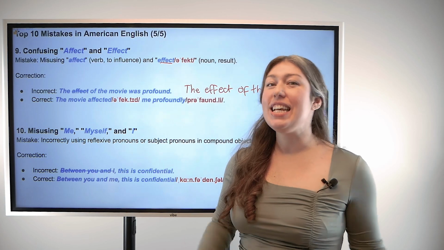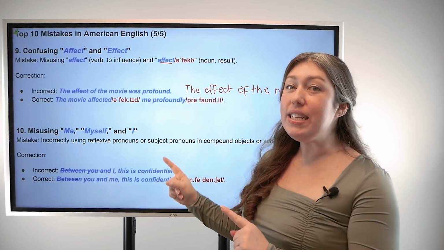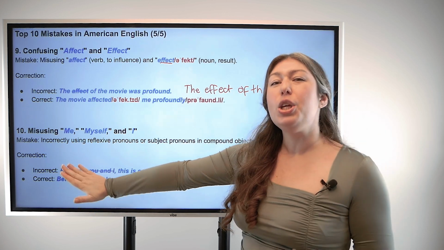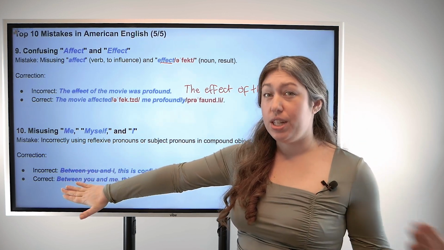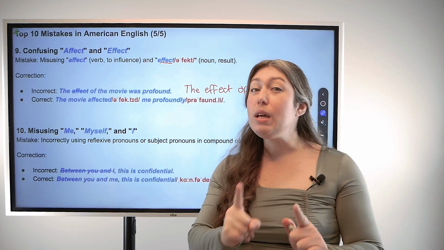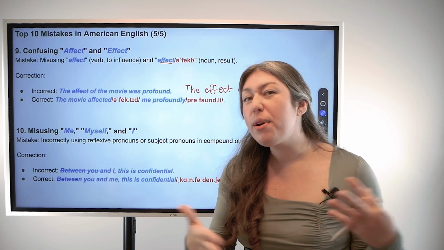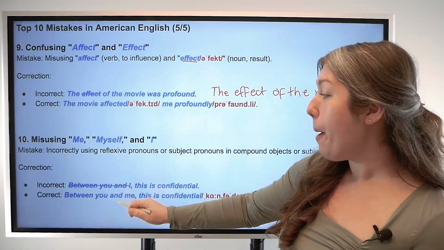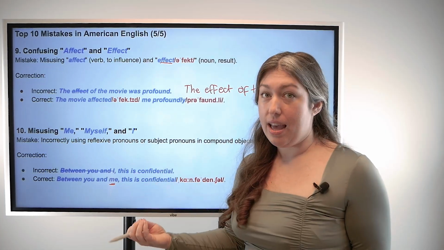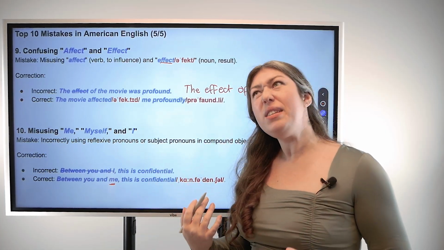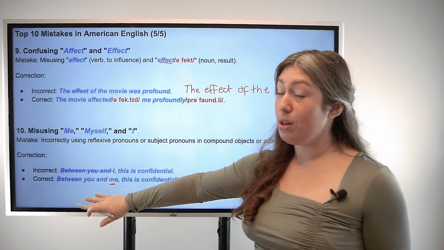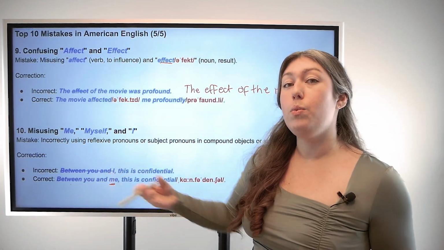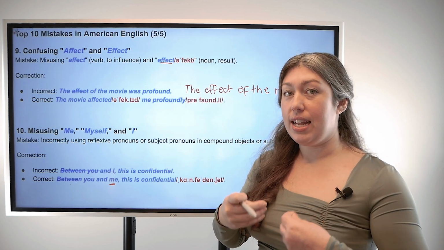And last but not least, the 10th most common mistake is misusing me, myself, and I. In this example, you'll probably hear the incorrect usage often from native speakers, but I really want you to remember. I don't ask you to memorize things so often, but in this case, please do. The correct use is between you and me. Native speakers might tell you that sounds a little funny or that sounds wrong, but it's correct because here we have the preposition, and normally we use me when there's a preposition in the sentence.